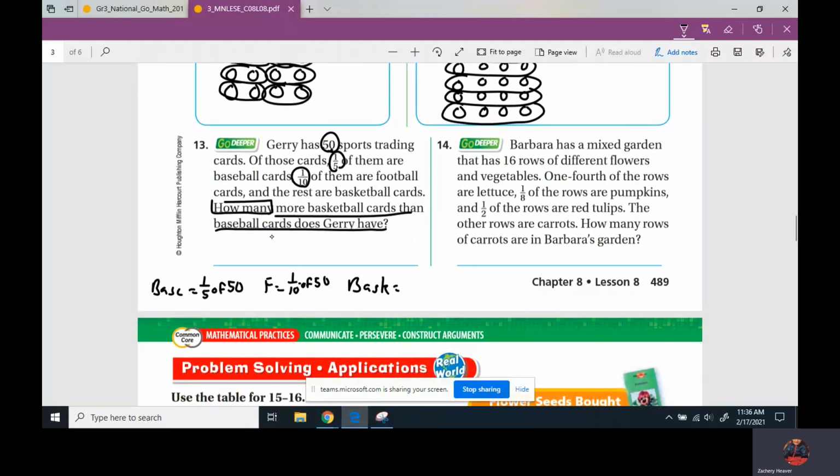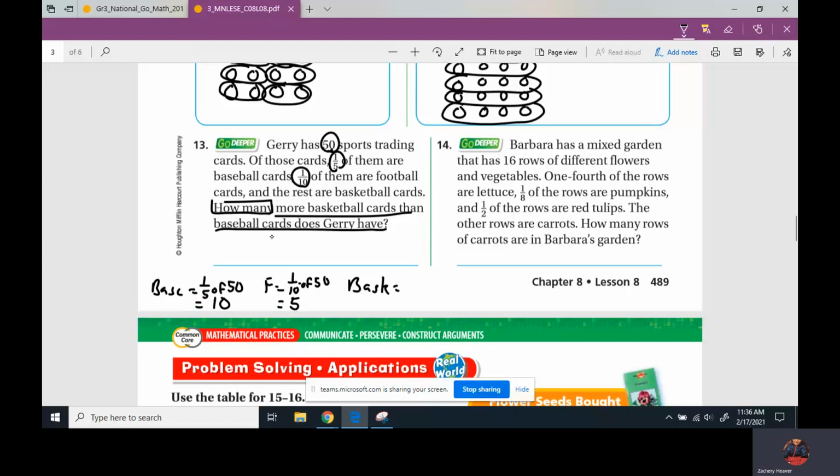There's 50 total. So just ask yourself, how many times can 5 go into 50? 5 can go into 50 10 times. So guess what? Baseball is going to equal 10. Ask yourself for football, how many times can 10 go into 50? 5 times.